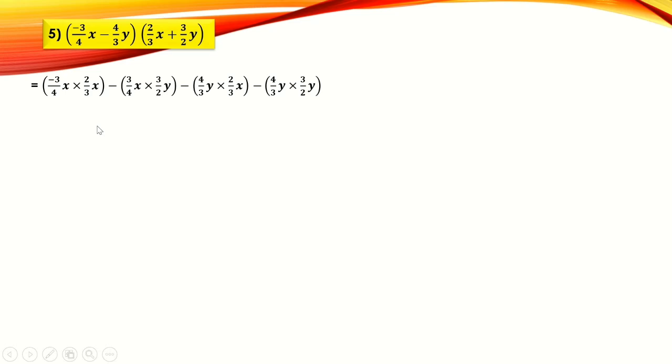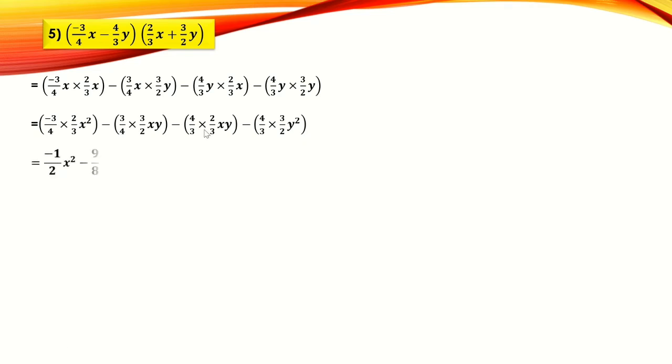Now in the next step, I have just multiplied the variables and now I'm going to simplify. You can see this step carefully, and in the next step I have simplified the coefficients. So since there is multiplication in between these two fractions, minus 3 by 4 into 2 by 3, we can simplify it.